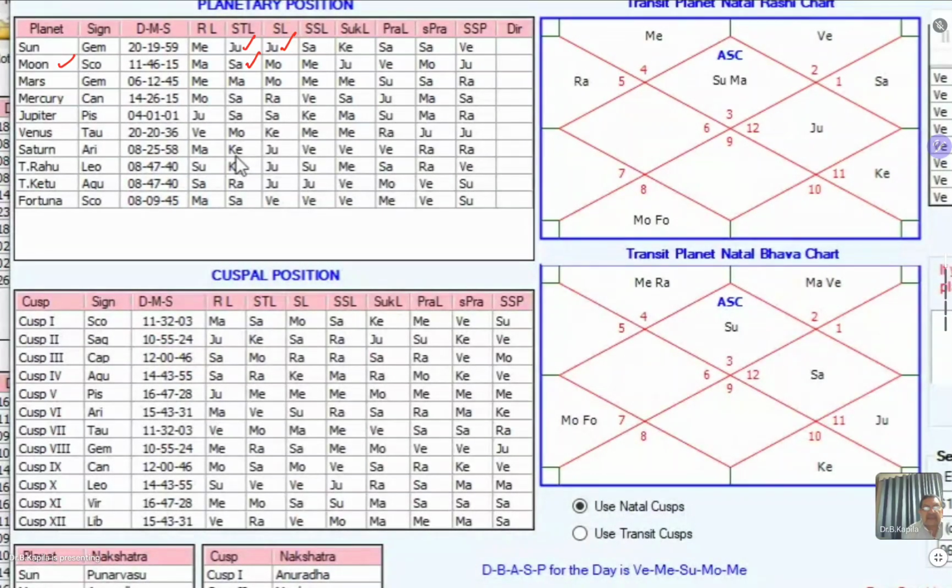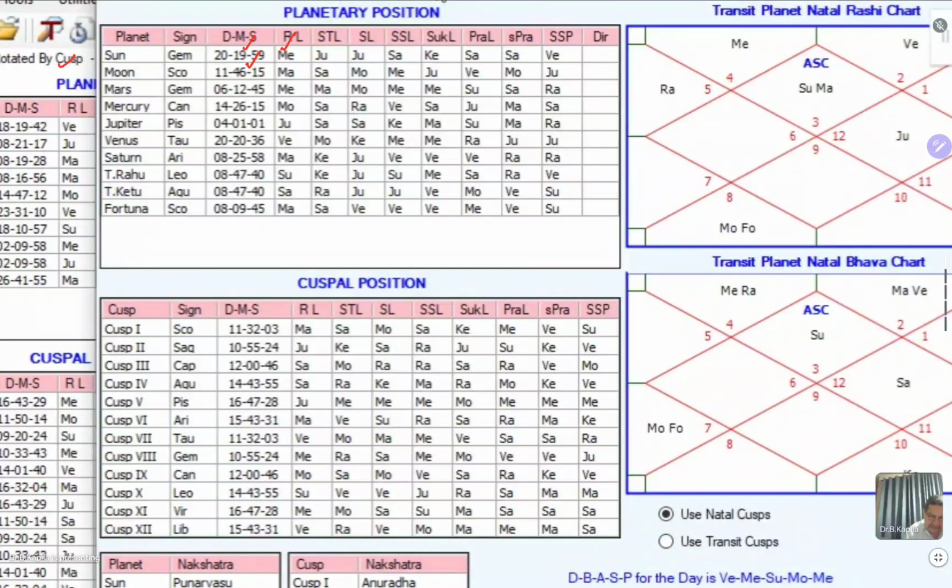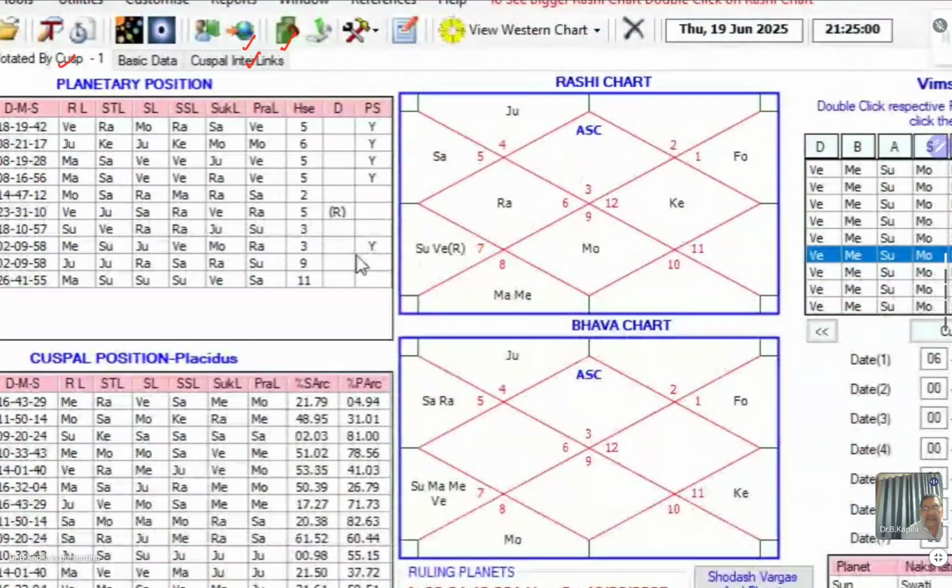Saturn is in which sign and in which star at the time of death of father? We can also write it down. Saturn is in the star of Ketu, in the sign of Mars, Aries. So Saturn is in Mars sign, Ketu star. And Ketu is Jupiter. Am I right? So after writing it down, now what is important?